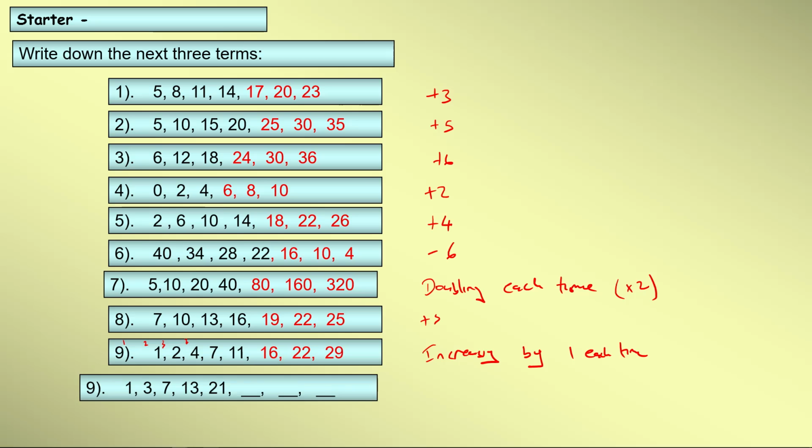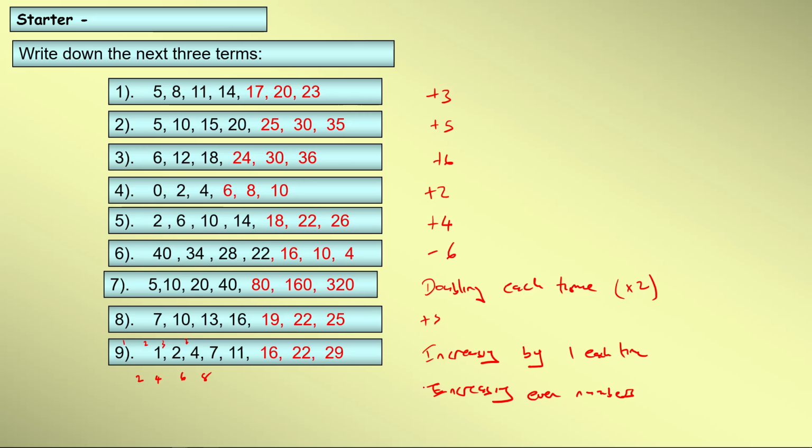And finally, this time it's going up 1, 3, 7, 13. It's going up by 2, then 4, then 6, then 8. So it's even numbers, increasing even numbers. Okay, good. Sorry, it's shifted, that's why. It should be 2, 4, 6, 8, add 10, add 12, and add 14. Okay, good.